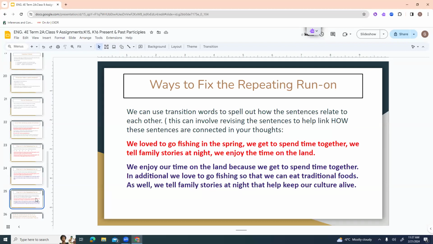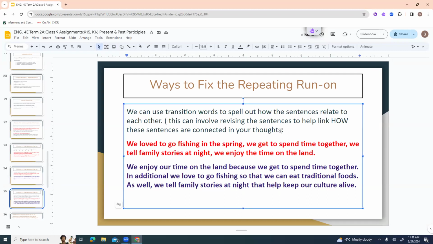Okay, so we can use transition words to spell out how the sentences relate to each other. Remember we talked about chronologically, adversarially, additive. This can involve revising the sentences to help link how these sentences are connected in your thoughts. This is one of those things where sometimes in your thoughts, it's really obvious how those sentences are connected or linked together, but they may not be as obvious to your reader.